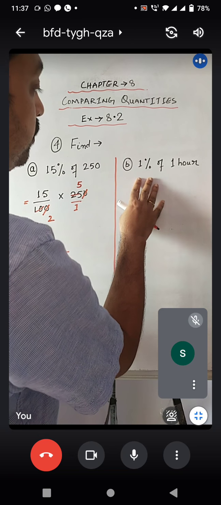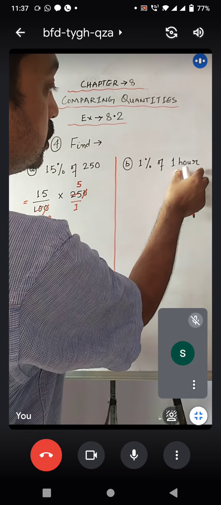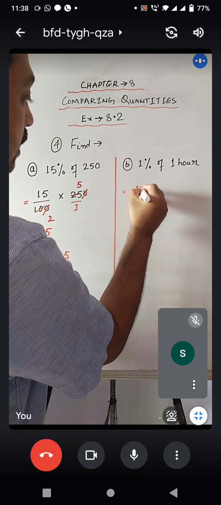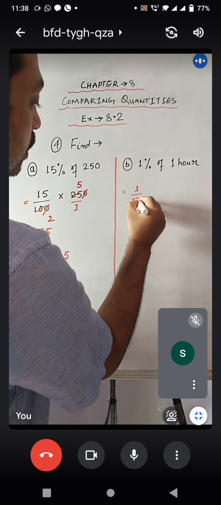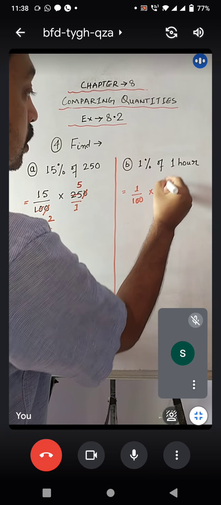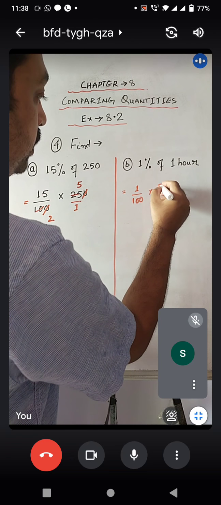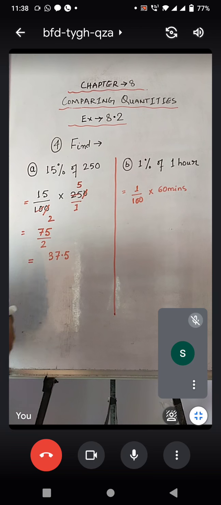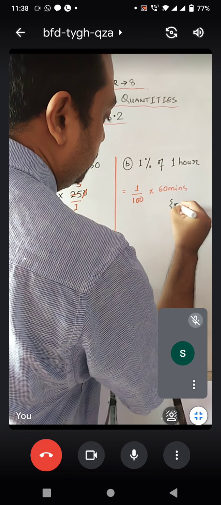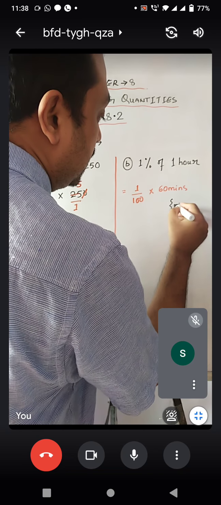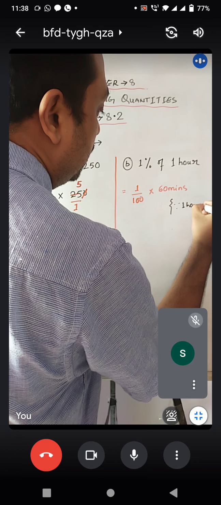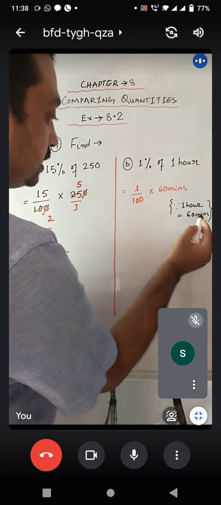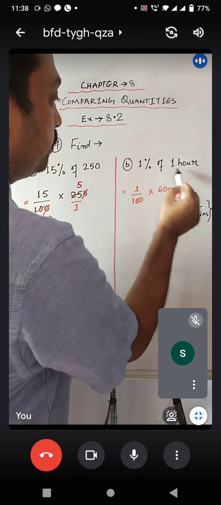So in sum number B we have 1% of 1 hour. So we have to convert 1 hour to minute form. So in place of 1% we will write 1 by 100 into 1 hour. In place of 1 hour we will write 60 minutes. And why 60 minutes? Because you will give the reason that since 1 hour is equal to 60 minutes, that is the reason we have written 60 minutes in place of 1 hour.